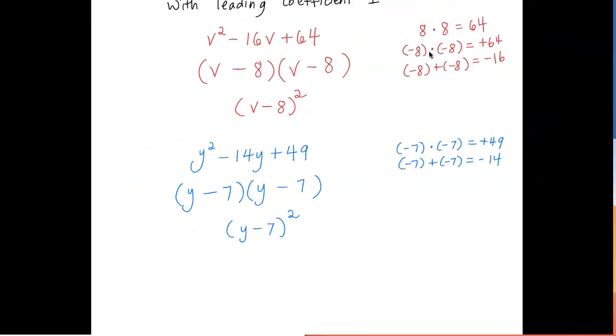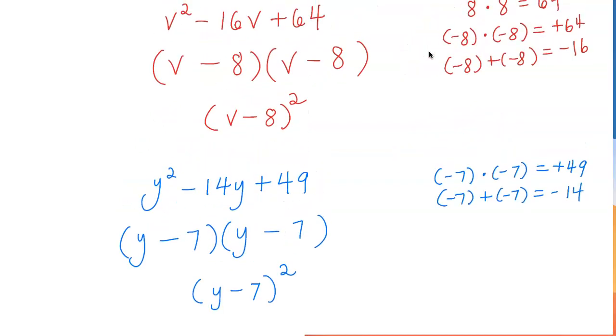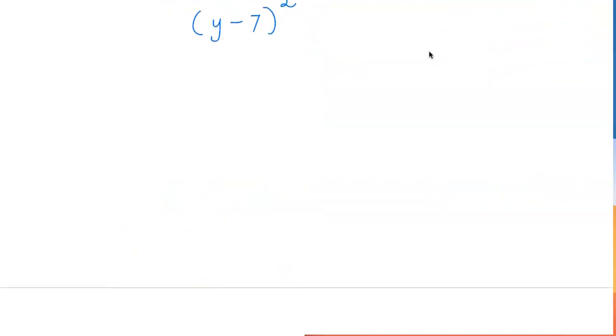Both of the examples that I did had a minus in the middle. See how we had a minus middle term? Just because I feel like making up another one, how about if you have something like this? x squared plus 8x plus 16. Let's try this one, okay? How would you factor this?